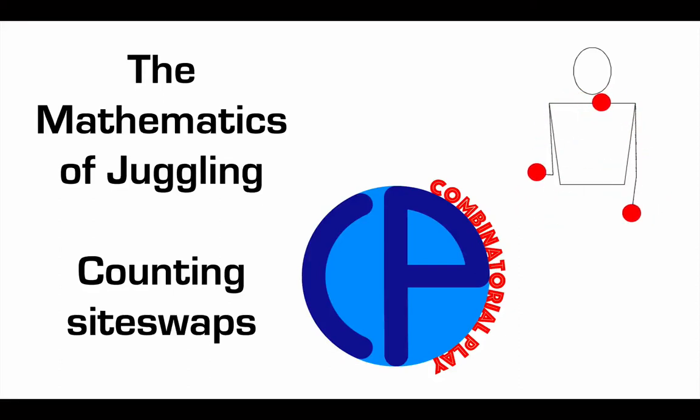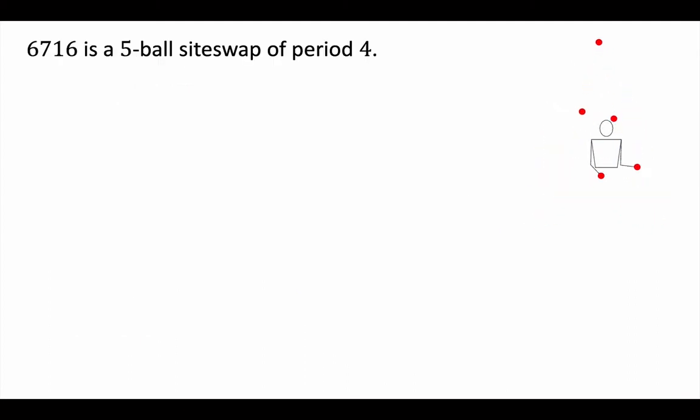Welcome to the mathematics of juggling. In this video, we'll talk about counting siteswaps. If you haven't watched the video on juggling cards, I suggest you do so because we use those cards to count the siteswaps. Here's the siteswap 6716, which is a 5-ball siteswap of period 4. Our juggler friend is showing us this pattern over on the right.